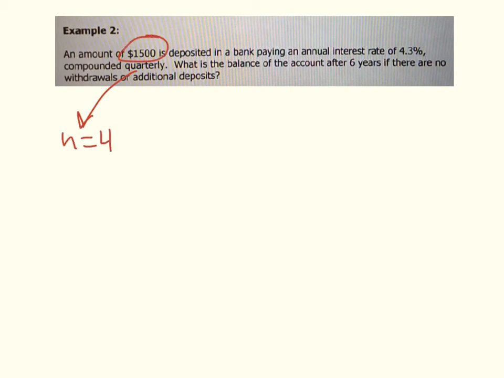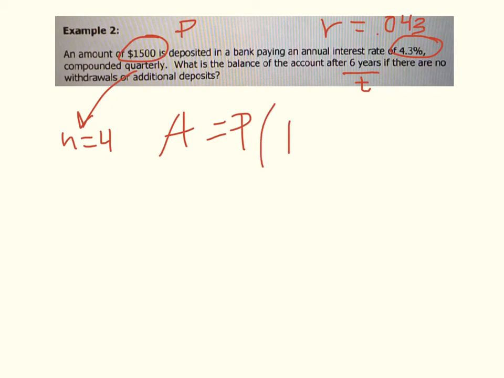Your P, your principal, is 1,500. Your R, your rate, is going to be 0.043 because we turn that into a decimal. And it says after 6 years, so our time is 6. So we're going to use the equation A is equal to P times 1 plus r divided by n raised to the nt power.